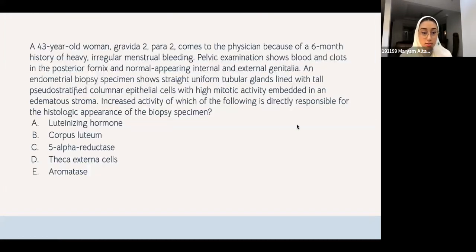So this is our next question. I know some of these questions are a bit long, but you never know what they can get you in your exam. So I just want to make sure you guys are clear on.